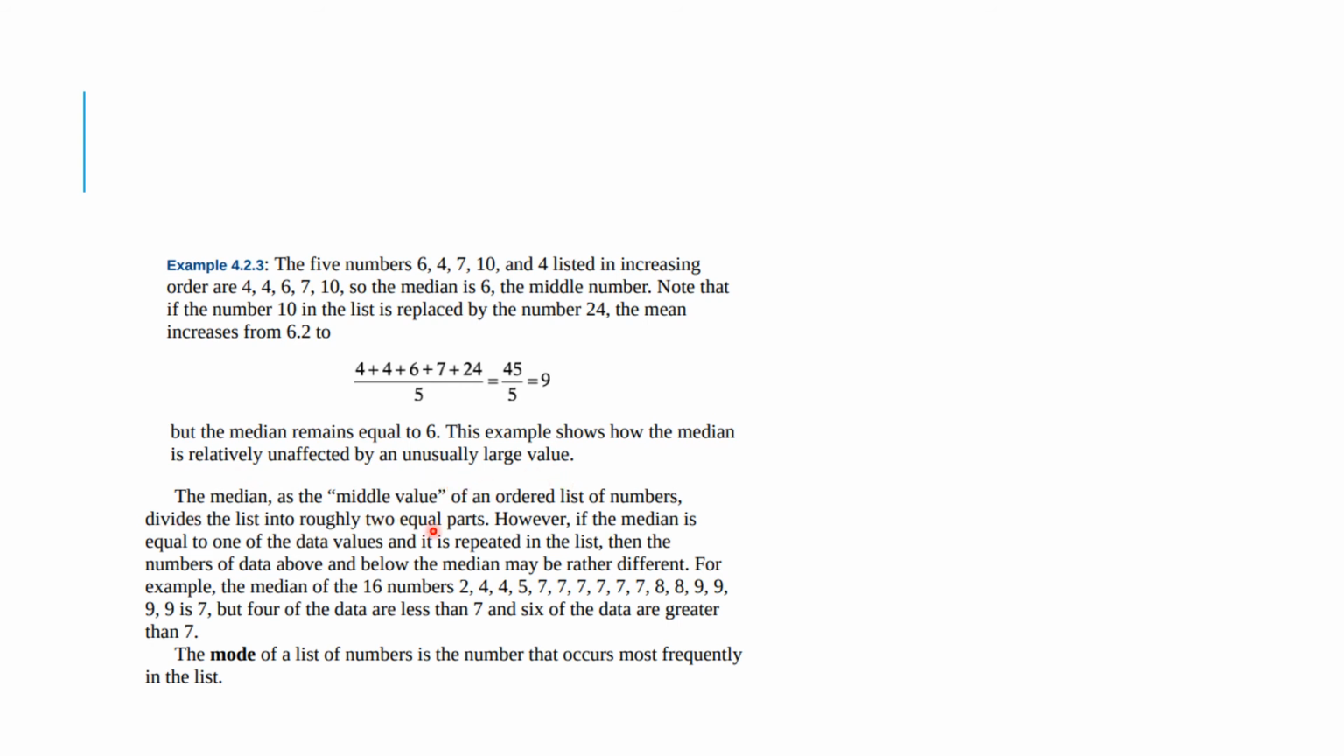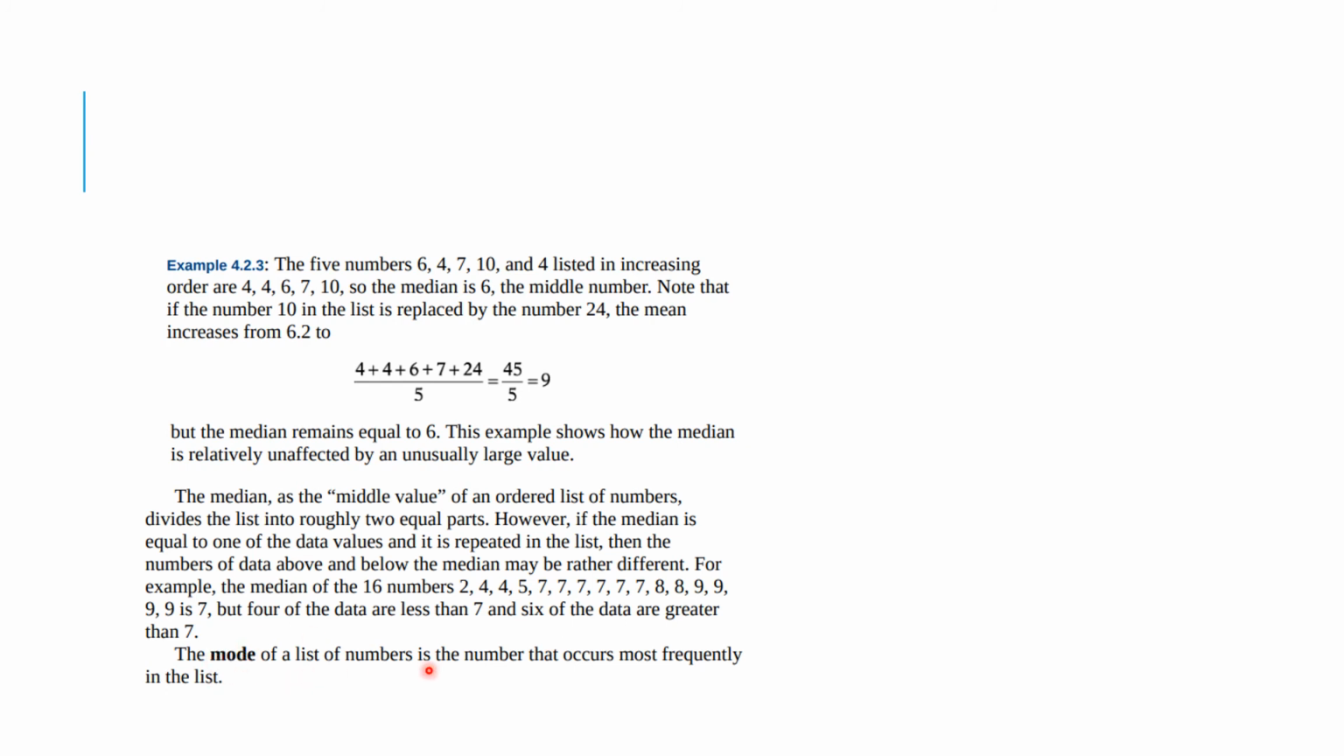The median, as the middle value of an ordered list of numbers, divides a list into roughly 2 equal parts. However, if the median is equal to one of the data values and if it is repeated in the list, then the number of data above and below the median may be rather different. For example, the median of the 16 numbers 2, 4, 4, 5, 7, 7, 7, 7, 7, 7, 7, 8, 8, 9, 9, 9, 9 is 7. But 4 of the data are less than 7 and 6 of the data are greater than 7.